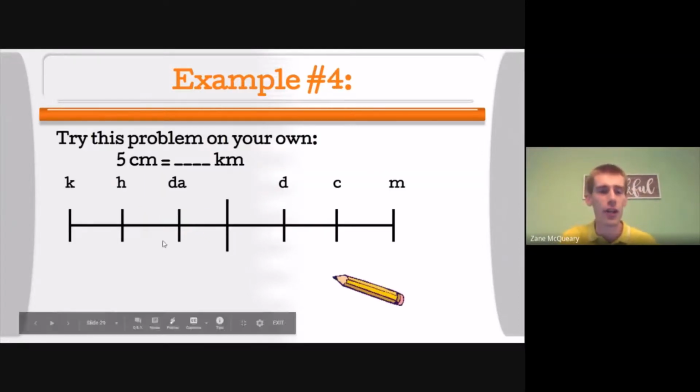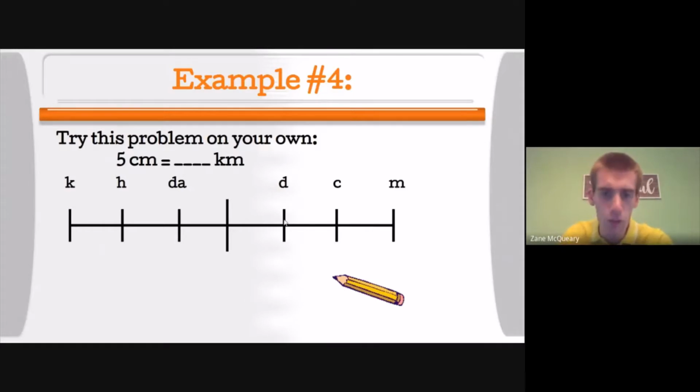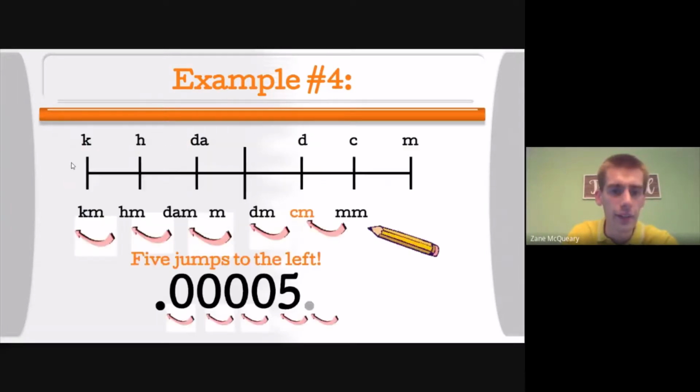All right, now we're going to try this problem again here. We got centimeters, so we're way over here. And we're making the jump all the way to kilometers. We got to jump 1, 2, 3, 4, 5 to the left. Here's our decimal. 1, 2, 3, 4, 5 to the left.